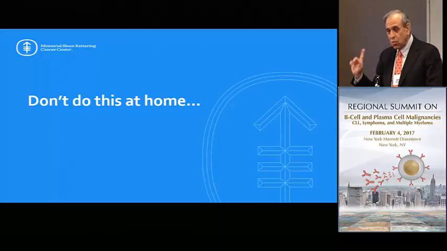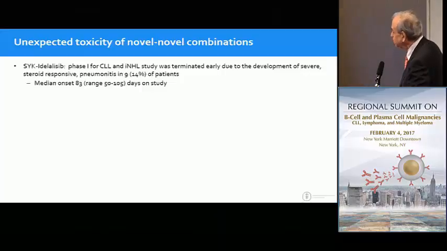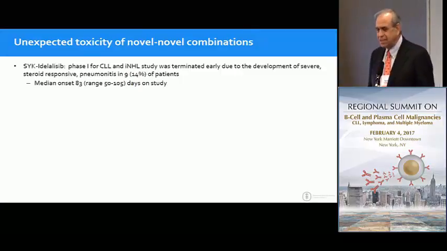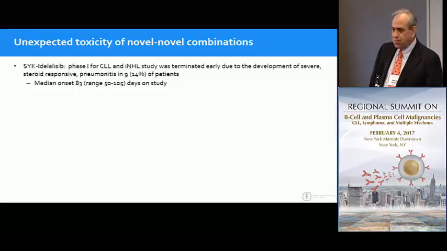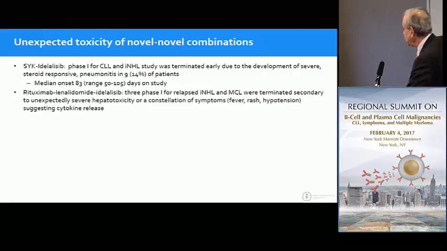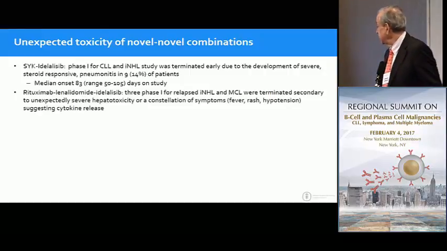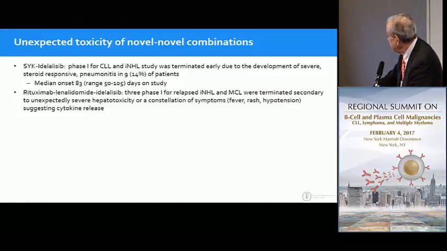To add one thing, don't do this at home. These combinations you can't make up yourself. You can't say, oh, gee, I'd really like to do ibrutinib plus lenalidomide. Well, idelalisib plus lenalidomide, a phase 1 study, had to be stopped because of severe steroid-responsive pneumonitis in 14% of patients with 2 deaths. Rituximab, lenalidomide, idelalisib in the CALGB actually had to be stopped because of unexpected severe hepatotoxicity.